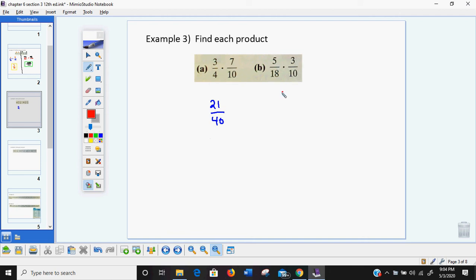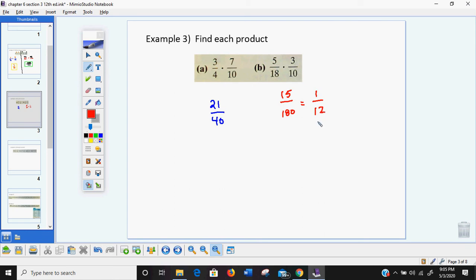5 times 3 is 15. 18 times 10 is 180. Now this particular one will reduce, okay? On this one you end up with 1 over 12. So 15 actually went into both of those.